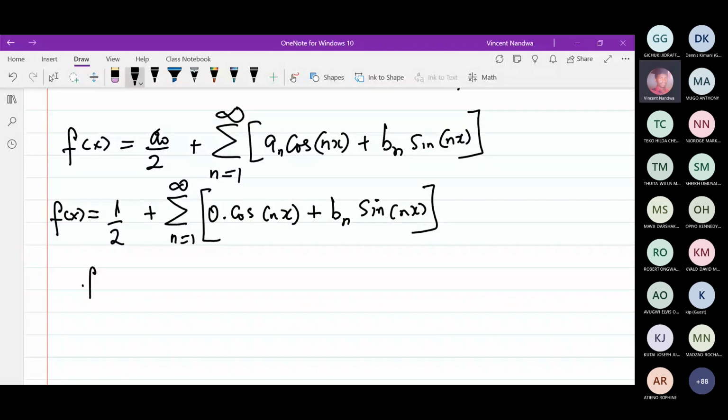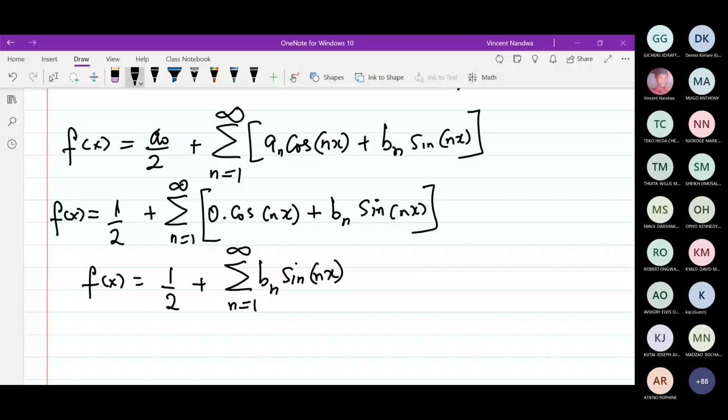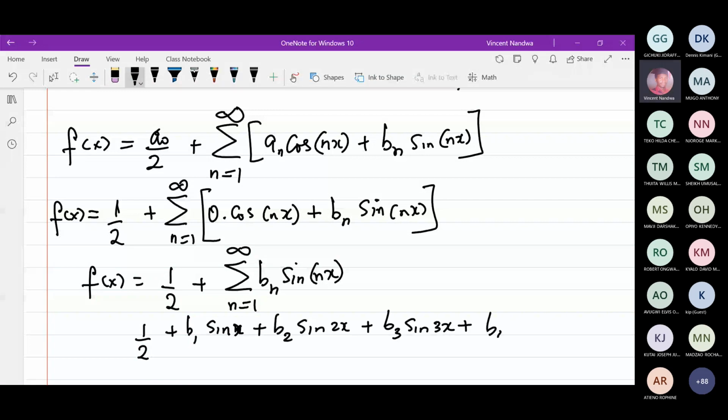And you are mature at this point. You did series in engineering mathematics second year. So if you are given a series in a summation form, you can always write it in expanded form. So we'll have a half, and when n is 1, we'll have b1 sine of x plus b2 sine of 2x plus b3 sine of 3x plus b4 sine of 4x. I hope that makes sense, if you write the summation in expanded form.